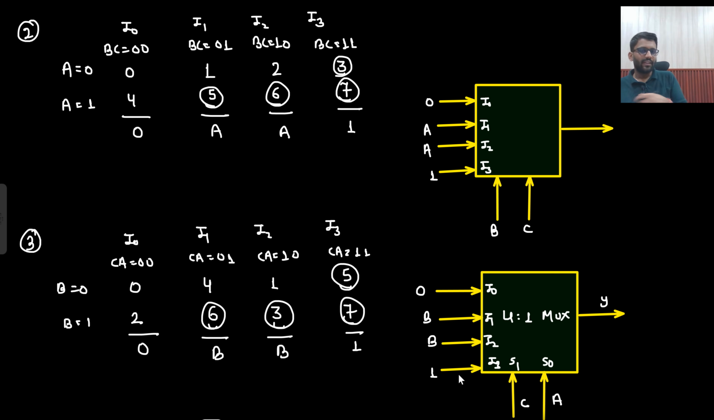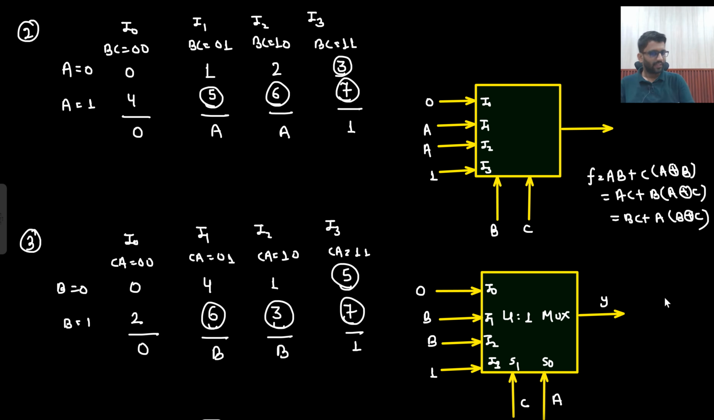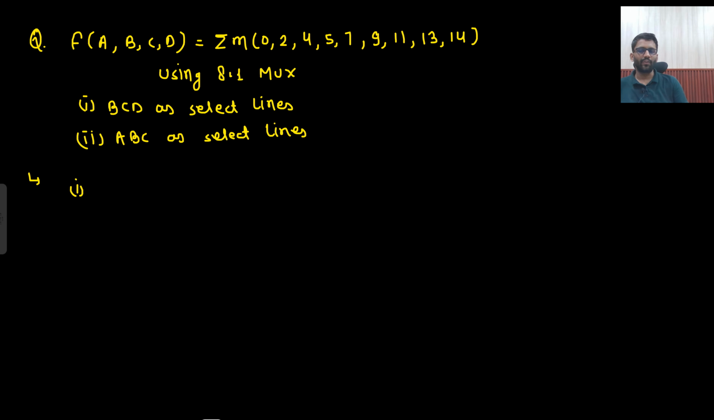Same answer should be there as well. Why it should be there? Because if you clearly remember, our F can be written as AB plus C(A XOR B), or it can be written as AC plus B(A XOR C), or it can be written as BC plus A(B XOR C). So same expression only you will get. So for this, luckily all the expressions are same, but it will always not be same.